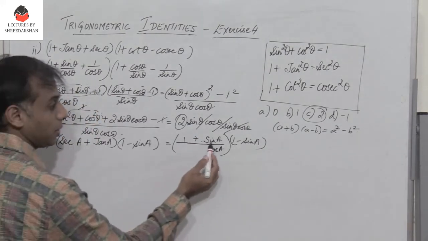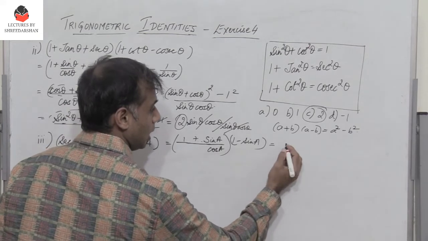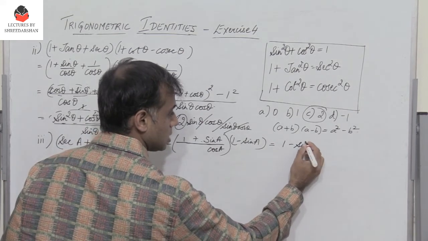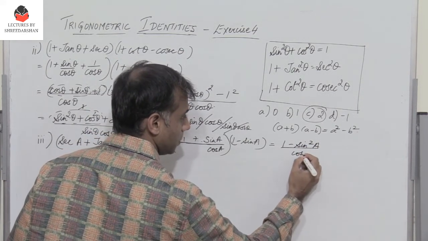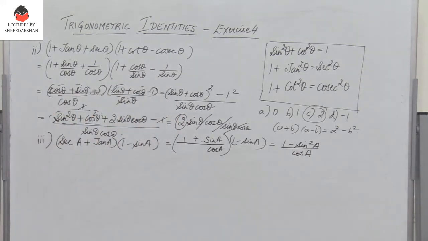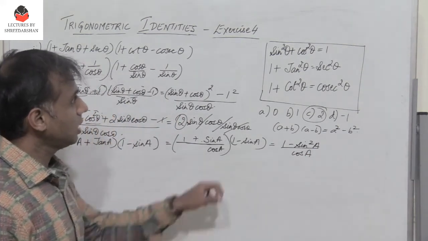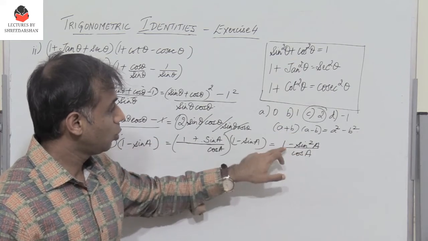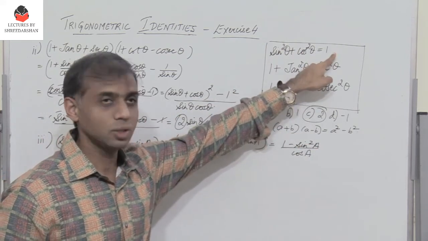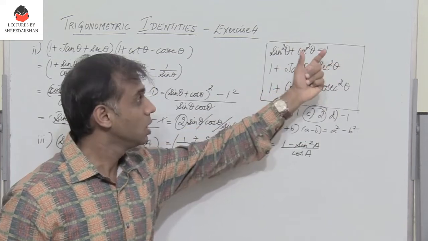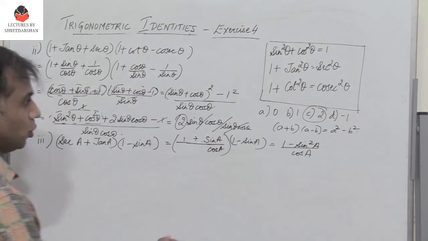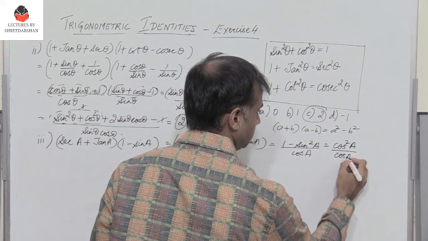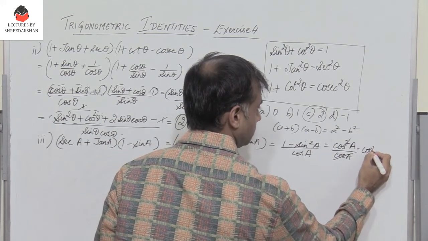So again this is of the form a plus b into a minus b. So a plus b into a minus b is a square minus b square. So it is 1 minus sine square A by cos A. Okay. So what is 1 minus sine square A? We know that sine square theta plus cos square theta is 1. If I take sine square theta to the other side, I get 1 minus sine square theta, which is cos square theta. So therefore, this is cos square A by cos A. So the answer is cos A.